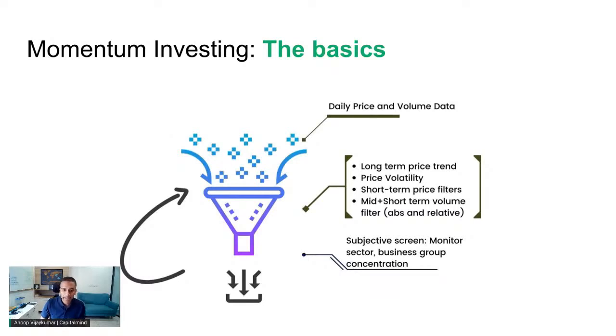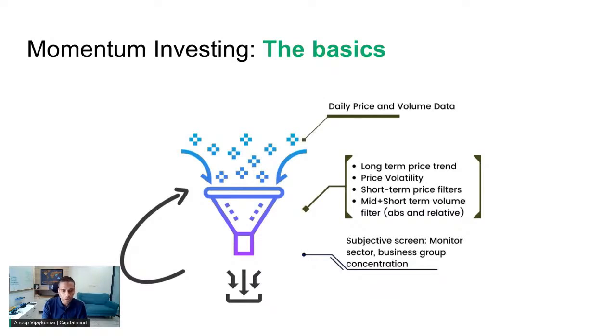Momentum takes quantitative data as its input, which is daily price and volume data. Volume is the number of shares traded of any stock. It applies a bunch of quantitative calculations to that data, which are essentially around long-term price trend, volatility, short-term price filters, and a couple of mid and short-term volume filters, both absolute and relative. Relative meaning how it is doing in the recent past in terms of number of shares traded versus in the longer term. It then combines all of these to come up with what you could call a momentum score for each stock in the universe.